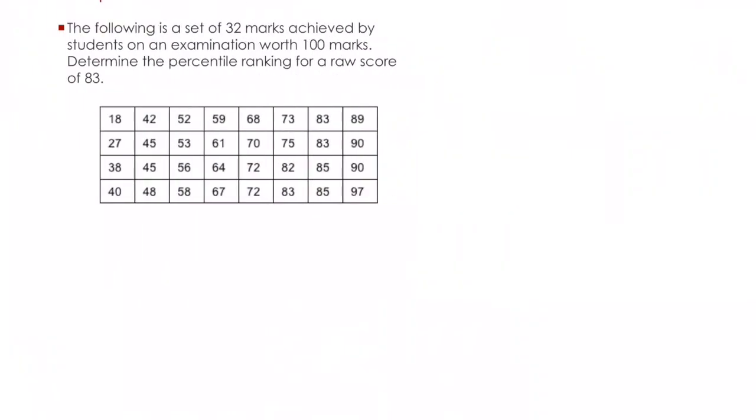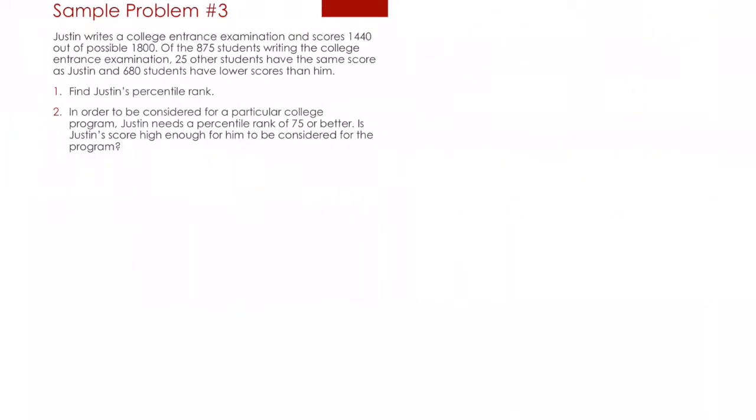Okay, let's look at one more example here. So this is a different type of question. Justin writes a college entrance exam and scores a score of 1,440 out of a possible 1,800. So that was a ginormous test. Out of the 875 students writing the exam, 25 other students have the same score as Justin, and 680 students have a score below him.